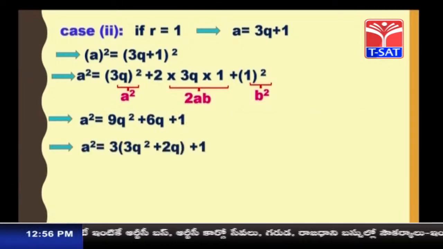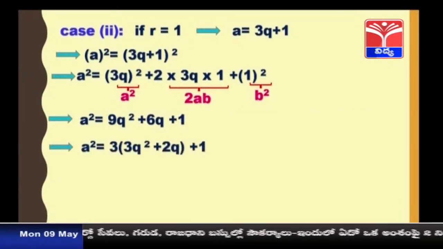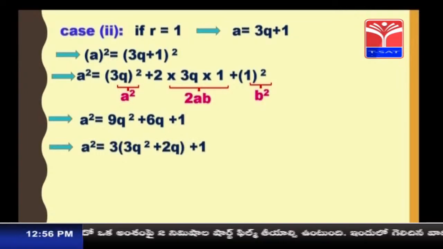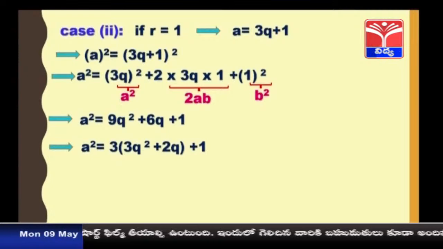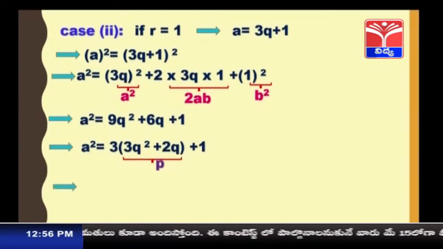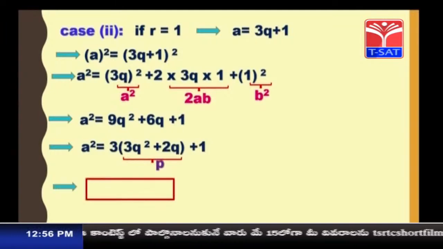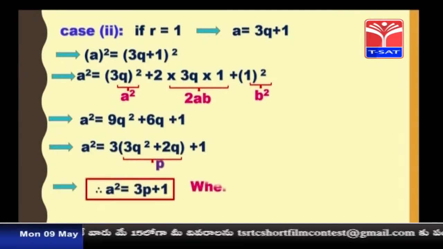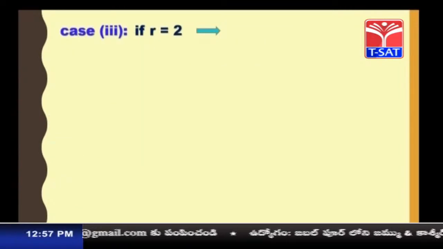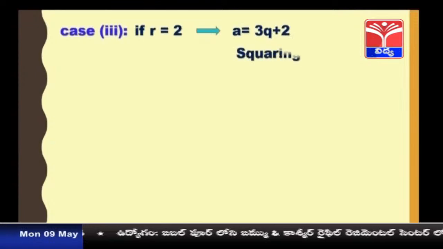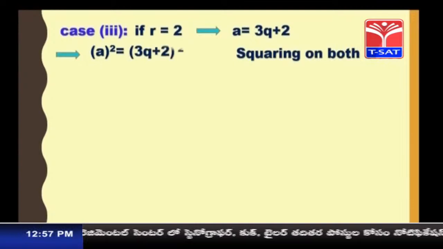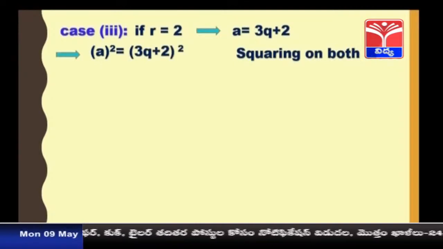A square is equal to, if I take 3 common from the first 2 terms, then I can write it as 3 into 3q square plus 2q, plus 1. So whatever is in the brackets I can take as p. Then I can write a square is equal to 3p plus 1, where p is equal to 3q square plus 2q. If r is equal to 2, a is equal to 3q plus 2. Again squaring on both sides, a square is equal to 3q plus 2 whole square.